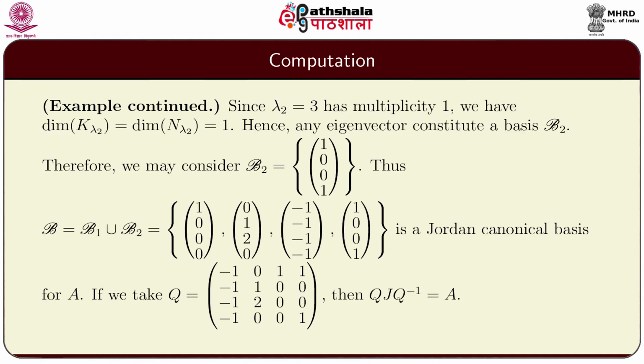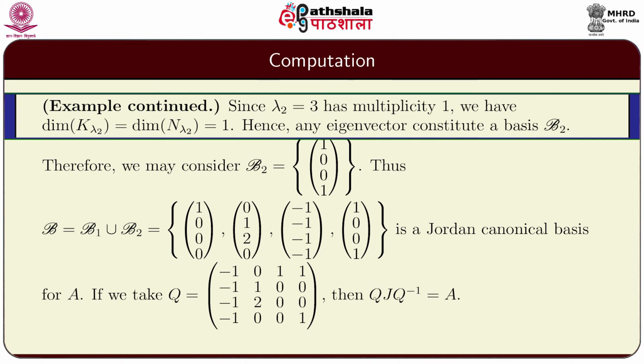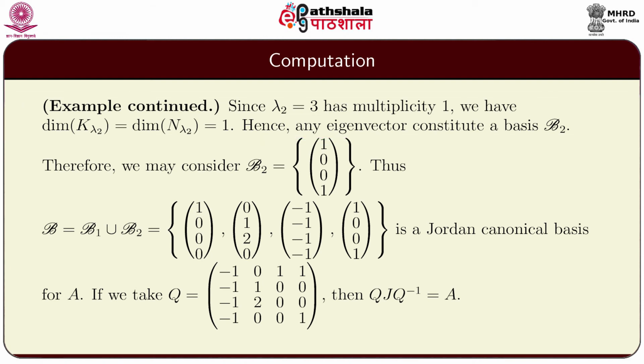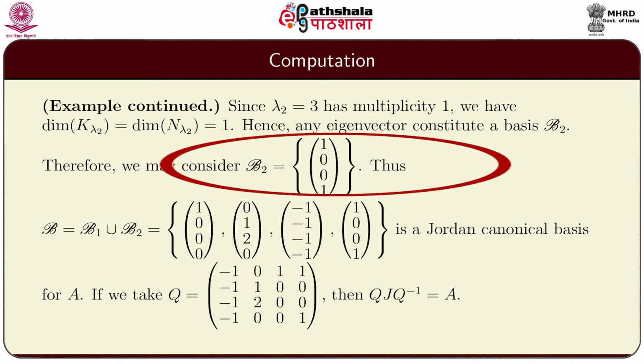Since lambda 2 is equal to 3 has multiplicity 1, we have dimension of K lambda 2 is equal to dimension of N lambda 2 is equal to 1. Hence, any eigenvector constitutes a basis B2. Therefore, we may consider B2 to be just the singleton {(1, 0, 0, 1)}.